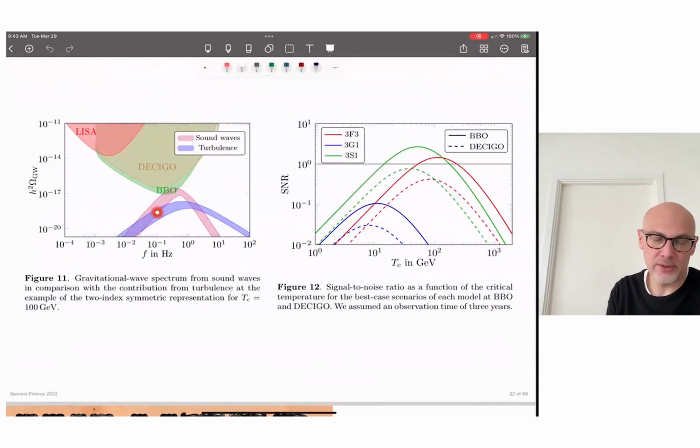the actual results. So you have BBO, right? Again, it's a little bump, with sound waves being more important than turbulence. And on the right-hand side, you again have BBO standing out, and the green is indeed the three-color, two-index symmetric representation with one Dirac flavor. Indeed, the quasi-confinement phase transition has higher chances to be observed.